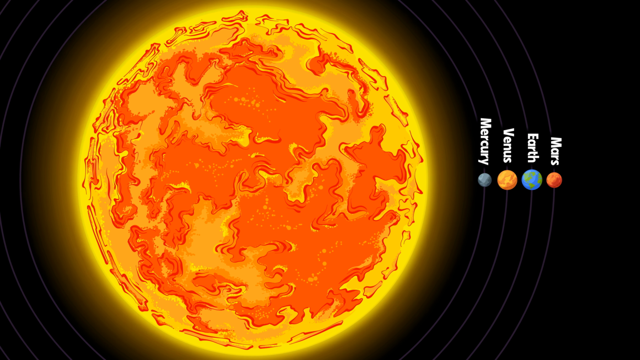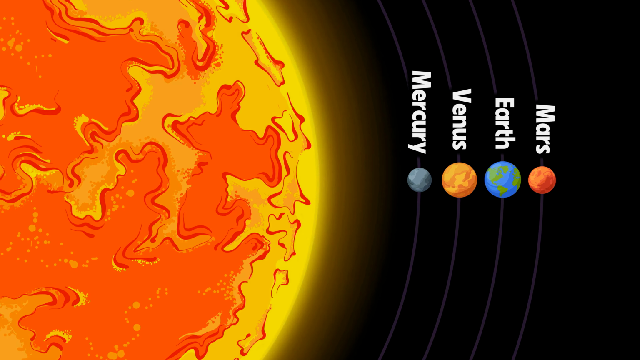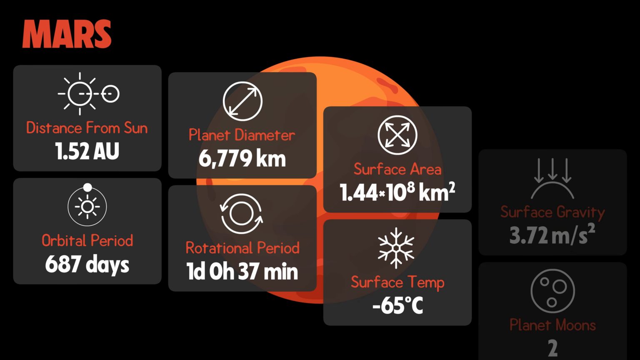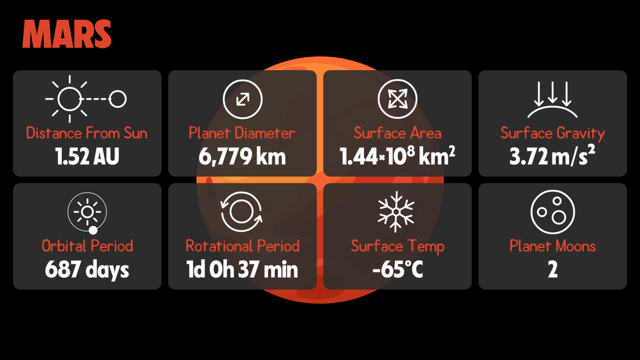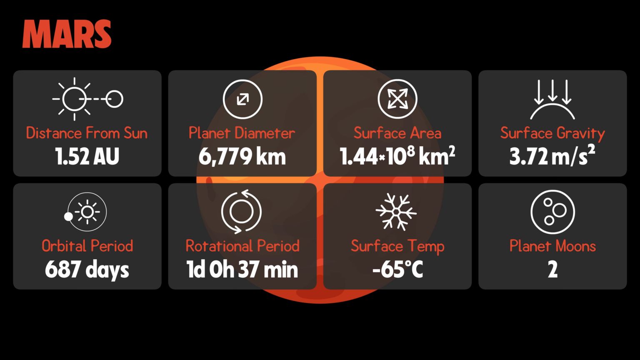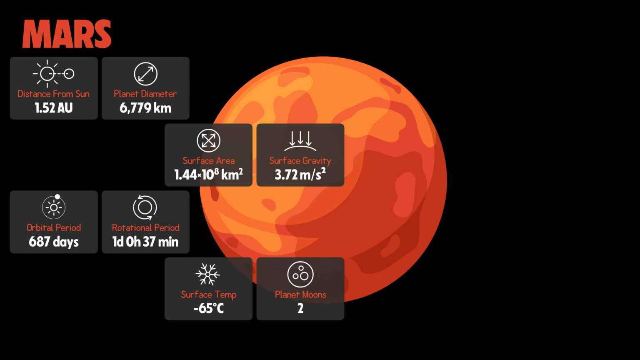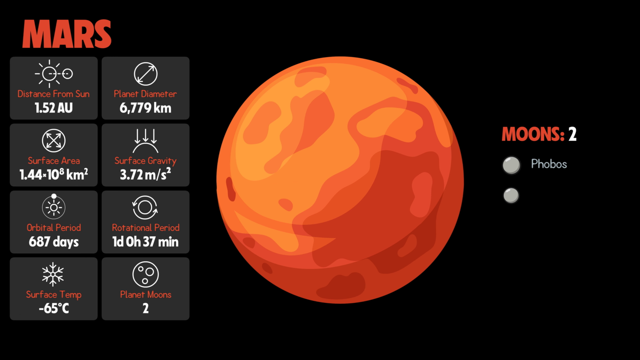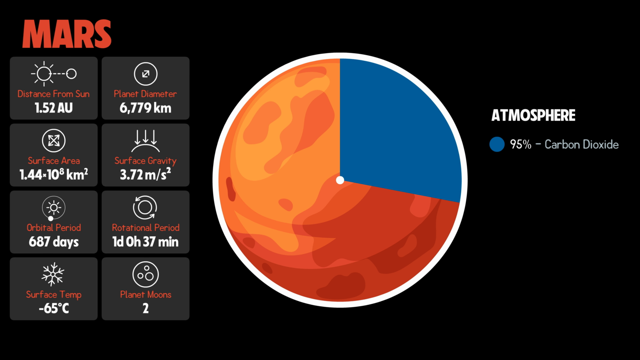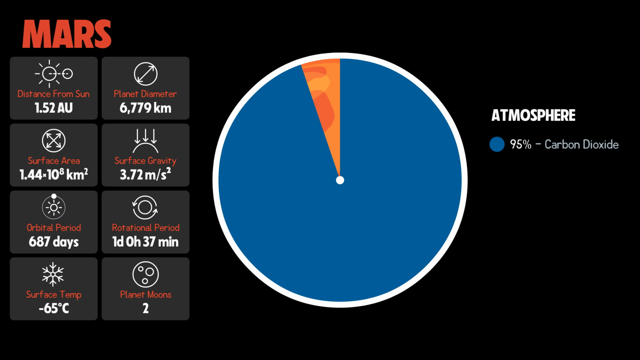Fourth in line is Mars, known as the red planet. Mars, recognized for its rusty surface and polar ice caps, completes a rotation in about 24.6 hours. Situated further from the Sun than Earth, at approximately 1.52 astronomical units. Mars has two moons. The first larger moon is Phobos, and the second is Deimos. The atmosphere is mostly made up of carbon dioxide, with smaller amounts of nitrogen, argon, and trace elements.